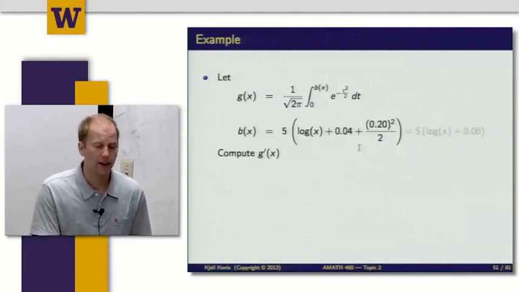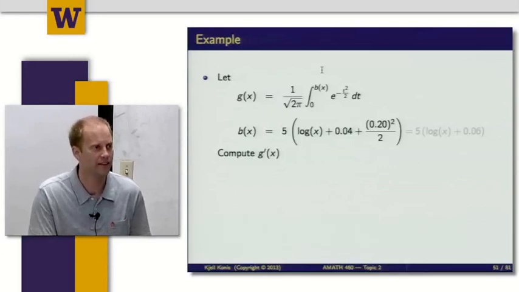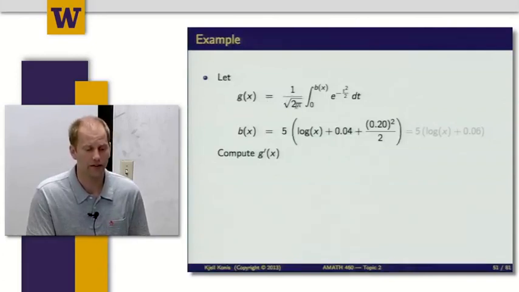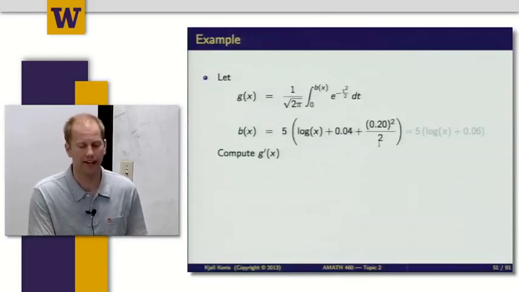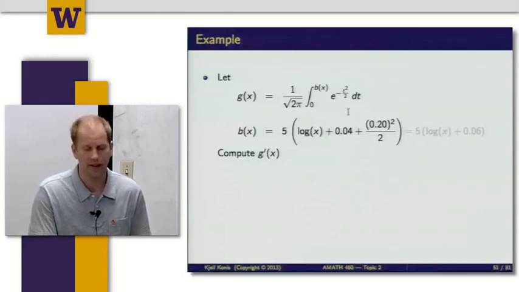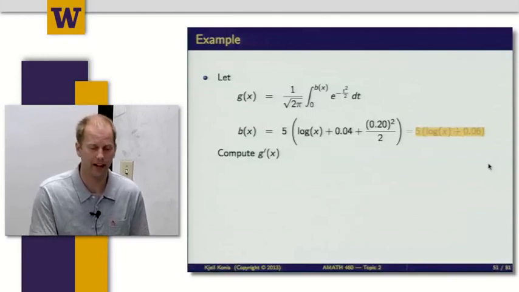And so just a quick example of this. I think this is my simplified version of exercise 11 from chapter 1. Let g of x be defined as 1 over the square root of 2 pi times the integral from 0 to b of x of e to the minus t squared over 2. And then b of x is just going to be defined by this function here, which can be simplified the way I've done it in the light gray on the right.